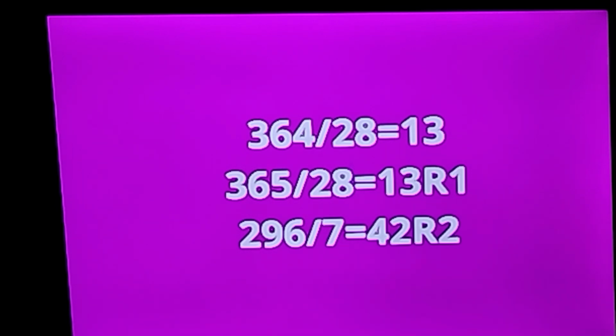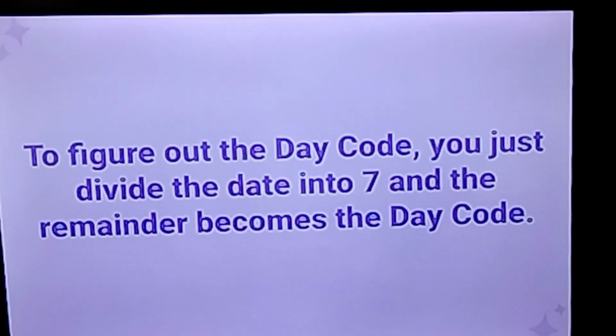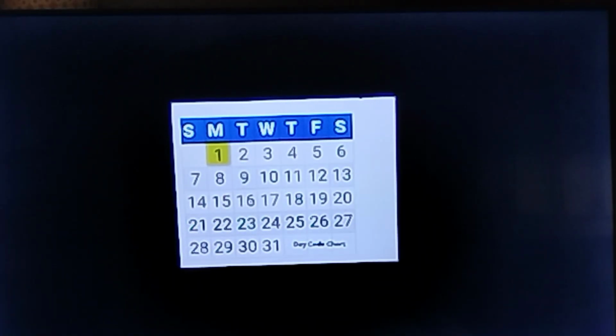Now, who wants to add up all the months and divide by 7 to find out what the day code is? So now I'm going to show you a shortcut way. To figure out the day code, you just divide the date by 7 and the remainder becomes the day code. This is our day code chart. So when you take a date and you divide it by 7, the remainder becomes the day code.